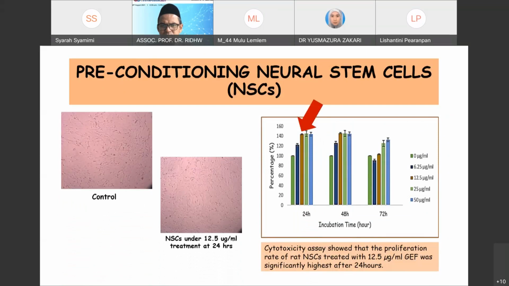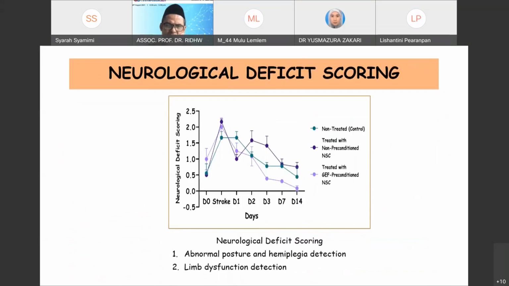We observed the behavior of the rat ischemic stroke model for 2 weeks, and we did a neurological deficit score, which is detection of abnormal posture, hemiplegia, and limb dysfunction. We observed that the group treated with GEF preconditioned neural stem cells showed better improvement than the other groups, especially at day 2.